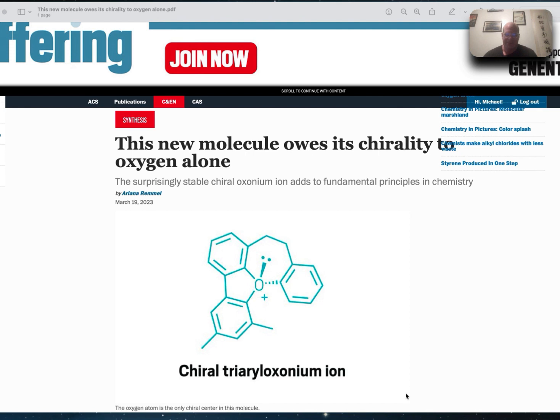I wanted to show you an article this week, and this one is about a chiral molecule. It's interesting because it's a chiral molecule that is centered around oxygen. What chiral means is that there is a mirror image symmetry. Like your right hand and your left hand, for instance, are chiral, and the mirror image of each is the point of symmetry, right? So there are molecules like that.